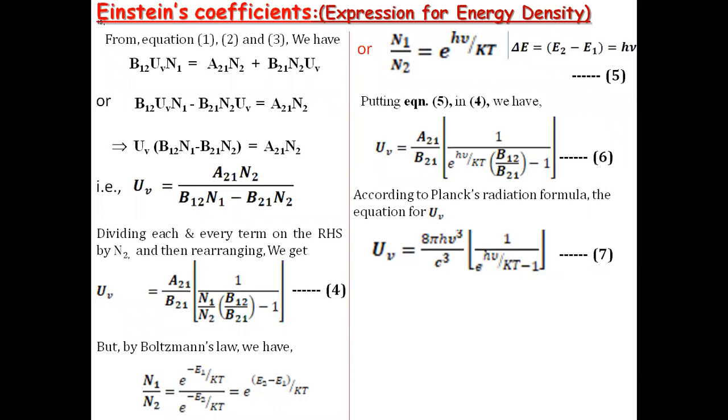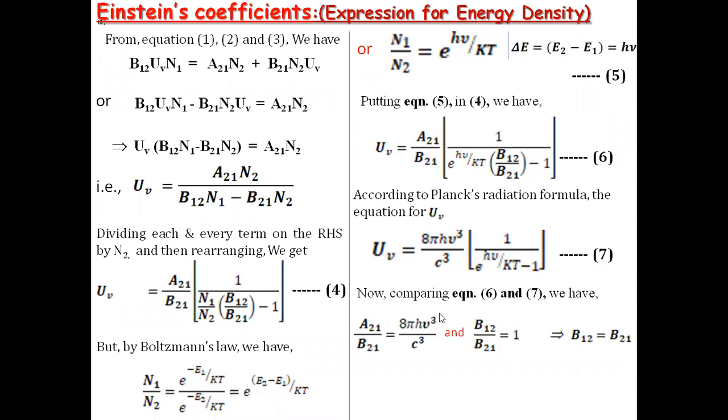This formula you have to remember, and you have to compare equation 6 with equation 7, that is Planck's radiation formula. If you compare, you can clearly observe that in the place of B12/B21, there is only 1 here, right? This is the first comparison, and in the place of A21/B21, you have 8 pi h nu cubed by c cubed. You get A21/B21 as 8 pi h nu cubed by c cubed, and B12/B21 as 1. Therefore, what does that mean? B12 must be equal to B21.